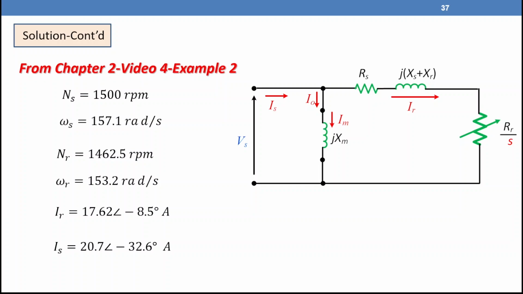So we are going to start from this point here. If we would like to calculate power input, we have supply voltage, we have stator current and an angle between them. And if we would like to calculate for the rotor side, we have the rotor current. So let's start with part A.